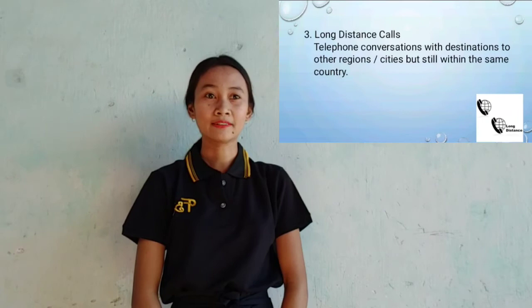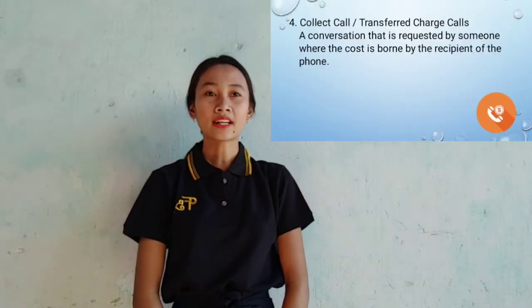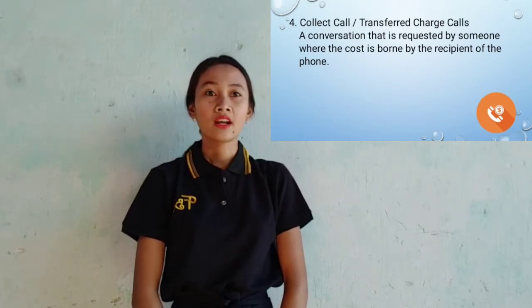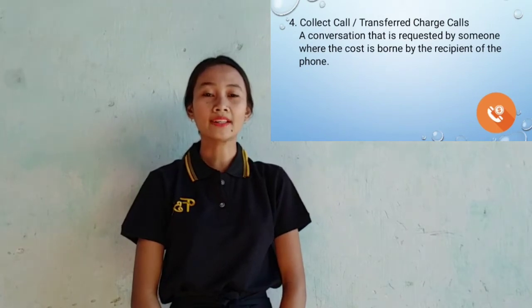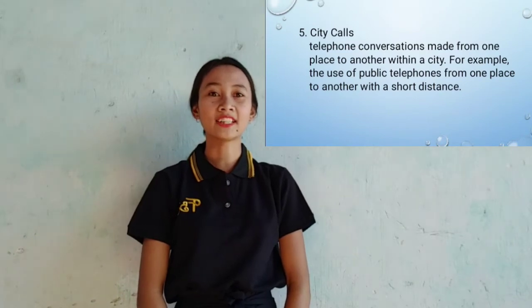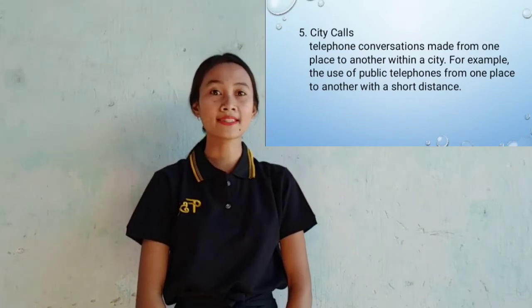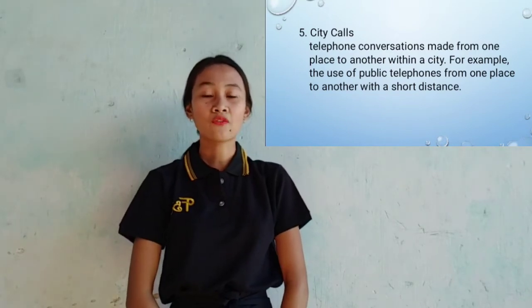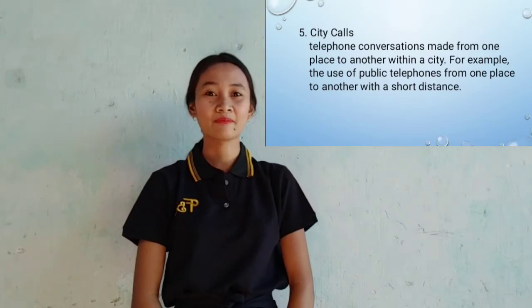the same country. Number 4, collect call or transfer charge calls is a conversation requested by someone where the cost is borne by the recipient of the phone. Next, city calls. City calls is a telephone conversation made from one place to another within a city. For example, the use of a public telephone from one place to another with a short distance.